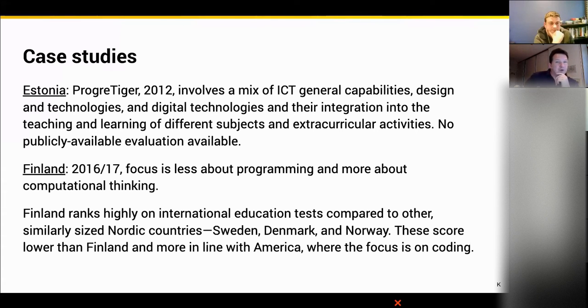In Finland, the approach is different. There they focus less on programming and more on computational thinking. And Finland surprisingly ranks relatively higher in international education tests like PISA compared to other similar Nordic countries such as Sweden, Denmark, and Norway. Those countries score lower, more in line with America, where the focus is on coding. I found that quite interesting.